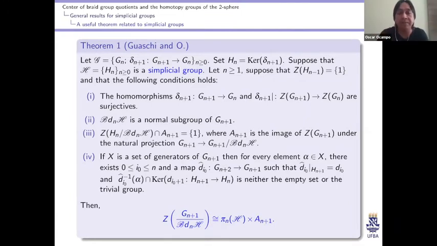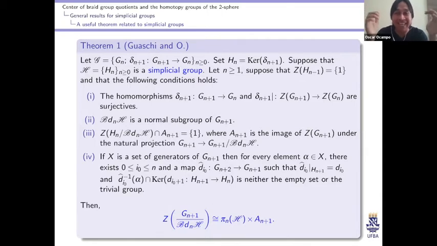So if I have these conditions, we may conclude that the center of Gn plus one modulo the boundaries of the simplicial group H is isomorphic to the homotopy group pi n of H times an plus 1, that is the projection of the center of Gn plus 1 under the canonical projection as stated in condition 3. So this is a general result, obviously, but what is the point?